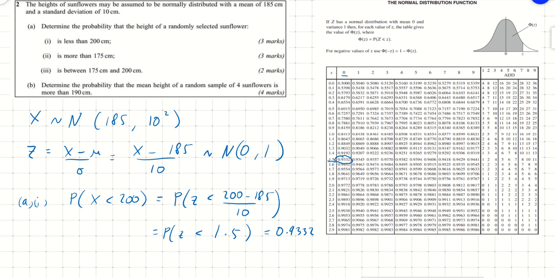Okay. Second question. The probability that x is more than 175. P(x is more than 175). Well, we're going to do the same thing. This is the probability that z is more than 175 minus 185 over 10, which is the probability that z is greater than minus 1.